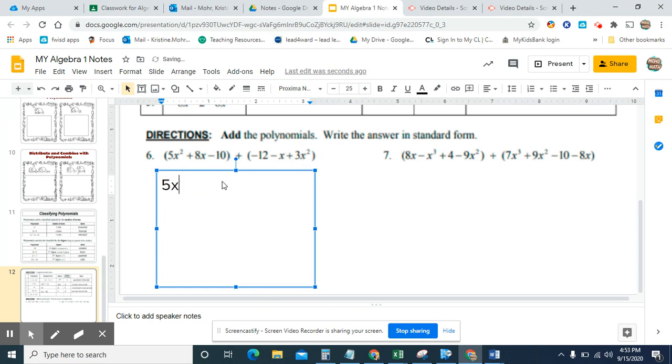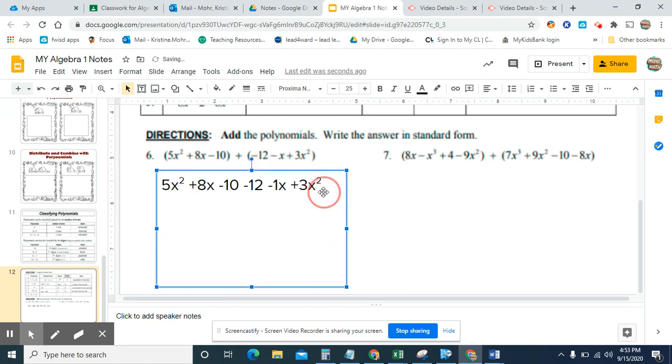So 5x squared and then plus 8x minus 10. And then this is saying add a negative, which is the same thing as just saying minus 12, minus, if you want to do 1x, that's fine, and then plus 3x squared. And I will do some reformatting here. There we go.